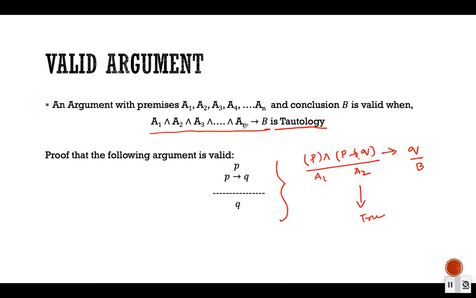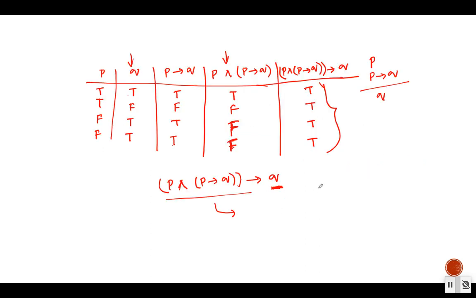So if the AND statement of all the hypotheses implies the conclusion is a tautology, that means this is a valid argument. Now let's just see an example with an English sentence, and you will find out that if both of the hypotheses, P and P implies Q, are true, then Q will actually be always true.